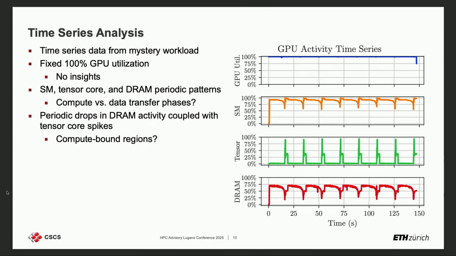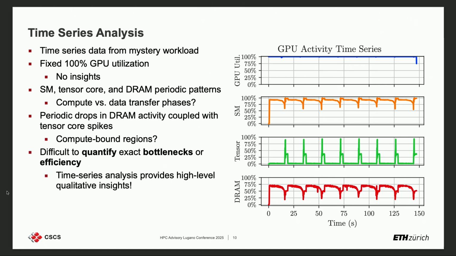But in general, it is very difficult to quantify what the exact bottlenecks or the efficiency is based on this data. I mean, as you've seen, I can extrapolate some insight, but I wouldn't exactly know whether it's truly compute or memory bound or what is happening in reality. And this is why we really need an objective performance model to give us an idea of what the true efficiency and bottleneck is.